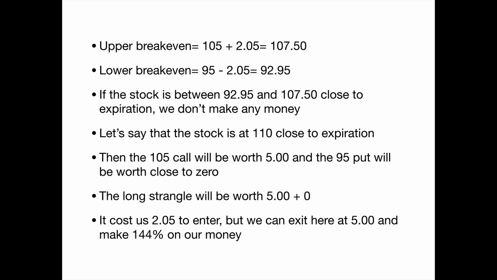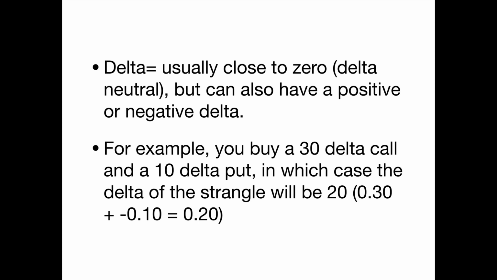It cost us $2.05 to enter the long strangle, and we can exit here at $5, so we make 144% on our money, which is pretty good, but it's not as good as you might think, because if this trade had gone bad, we would have lost 100% of our money. So not a bad return, but you've got to always keep track of what the downside is as well.